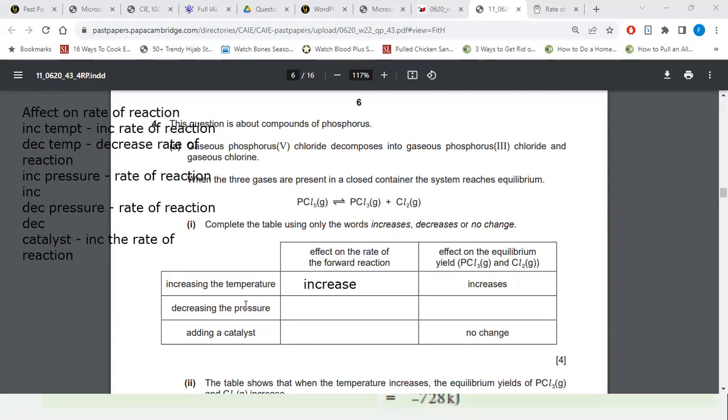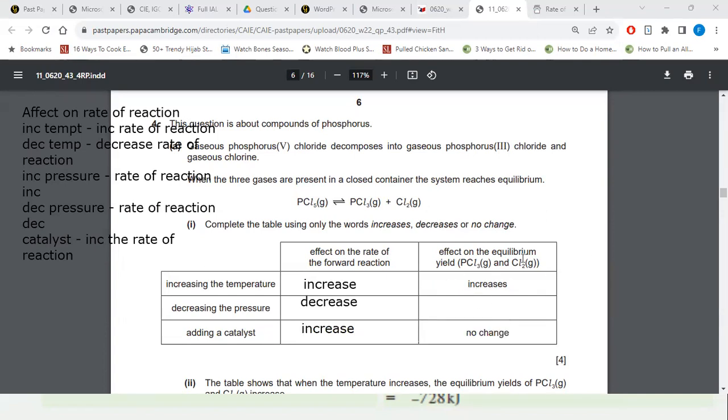Okay, decreasing pressure. So when I decrease the pressure, what happens to the rate of reaction? Decrease. Correct. And when I add a catalyst, what happens to the rate of reaction? Increase. Correct. Good. Okay. Now we have to take a look at equilibrium.